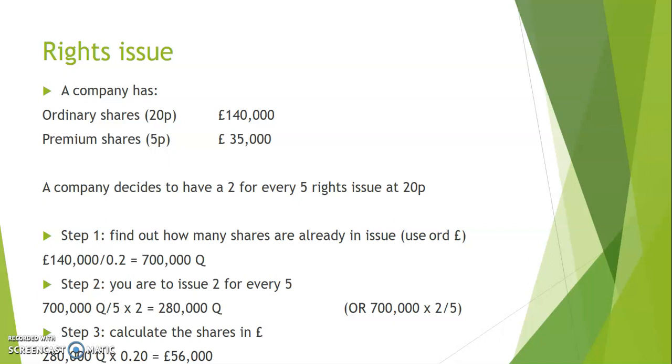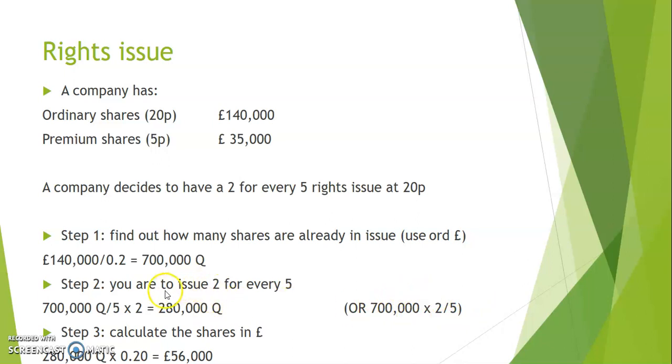So if a shareholder has only 5 shares, we're going to say to them, look, we're going to give you 2. If a shareholder has 10 shares, we'll say we're willing to give you 4. If an individual has 15 shares, we are willing to give them 6. Basically in basic math terms, you just divide 140,000 by 20p, work out how many shares you have, and then divide by 5 times by 2, and that will give you the quantity that the company is willing to give out. Or you can do 700,000 times by 2 over 5. Students tend to find that easier in terms of calculator.